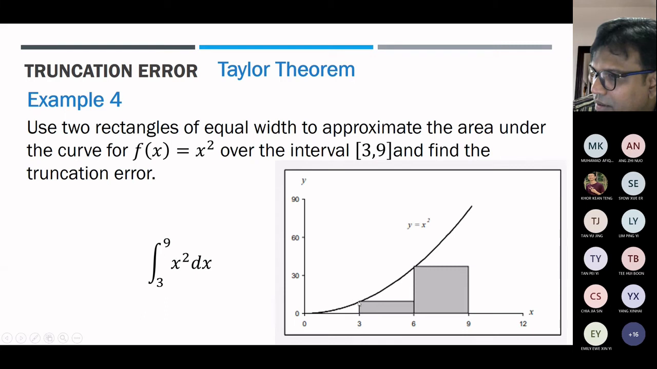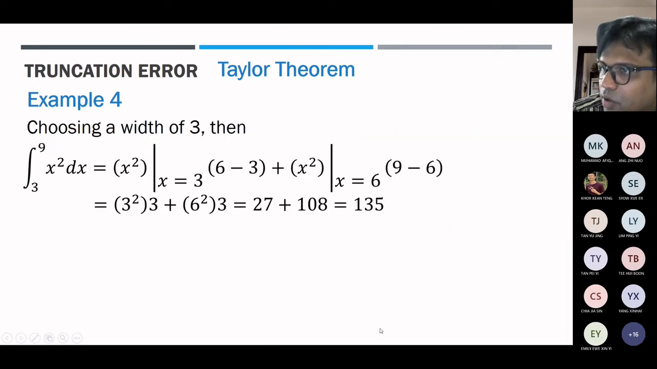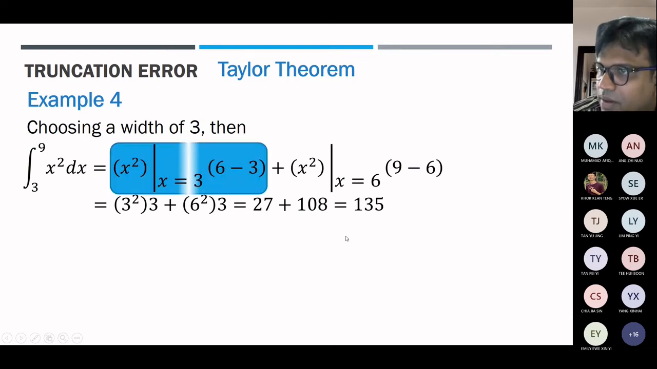9 times 3 is 27. Sorry, 27. All right, and this is like you get 108. Okay, so add these two and you get the total value. First, you just do 6 minus 3 at the point where the width is 3, at x is 3, so the width is 3, and you substitute into the given function, so you get 27.